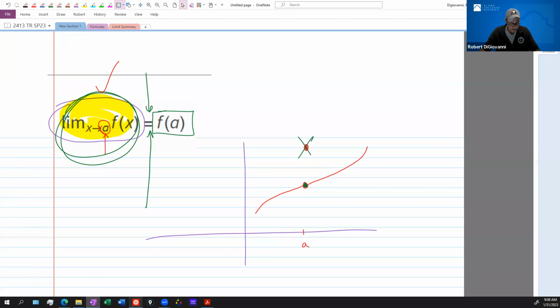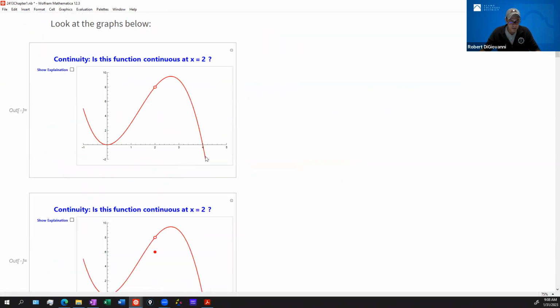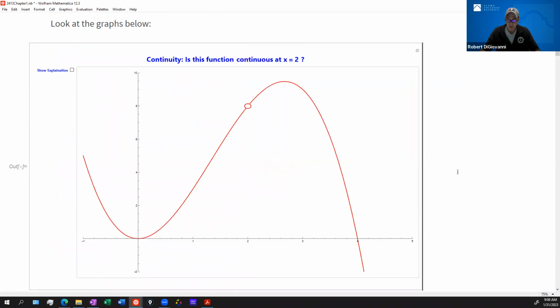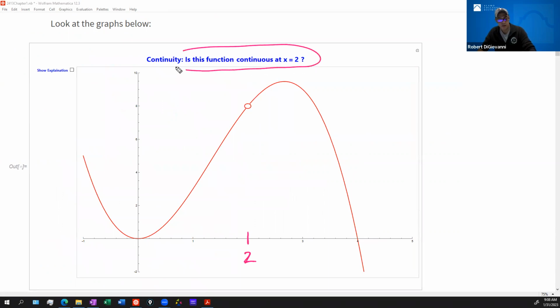Let me get back to the notes. Again, if you're still confused, just give it time. All right. So here's a picture for us to look at. If you look at this and you look at the x value of 2 here, I'm asking you, is this function continuous at 2? So what do y'all think? Feel free to unmute yourself.